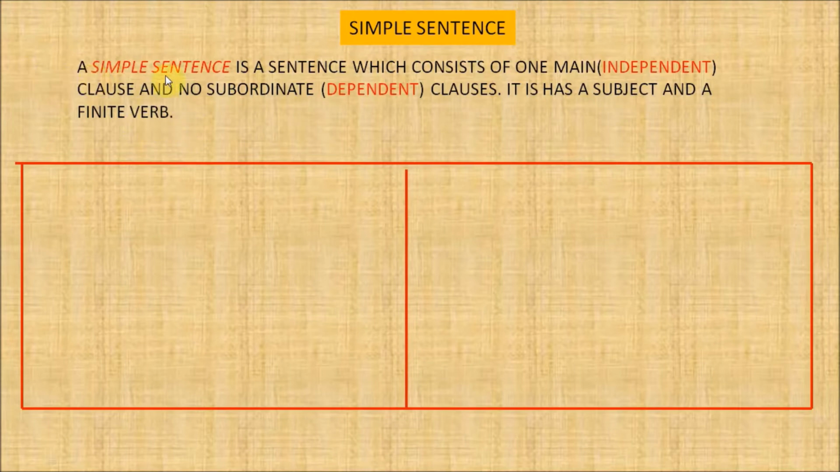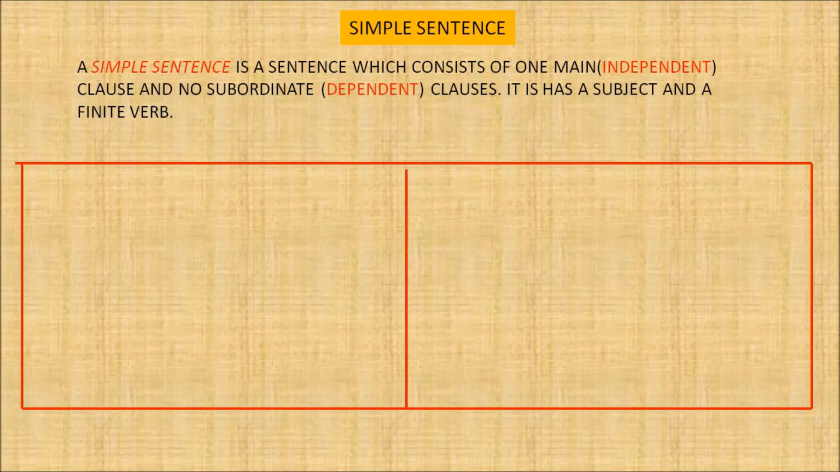So, a simple sentence is a sentence which consists of one main, that is independent clause, and no subordinate, that is dependent clauses. It has a subject and a finite verb. Finite verb means a verb that agrees with the subject and is marked for tense. Or in other words, finite verbs are often groups of words that include auxiliary verbs such as can, must, have, and be. Okay, so let's now move further.